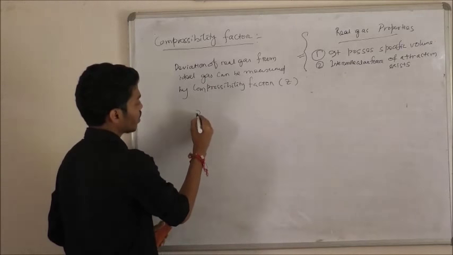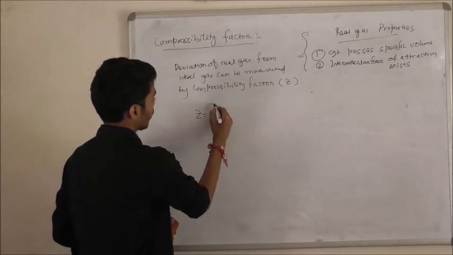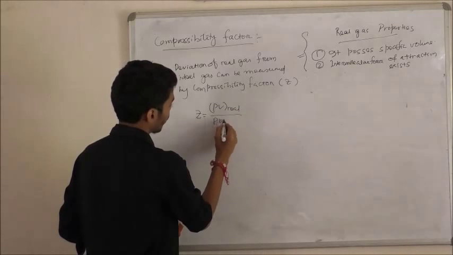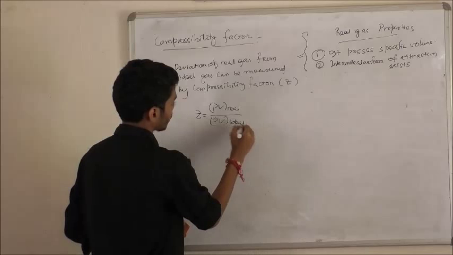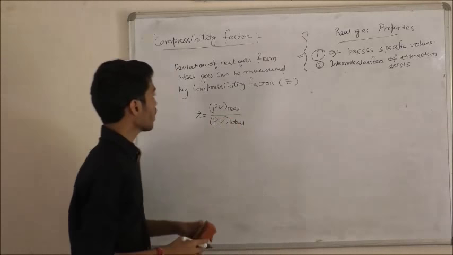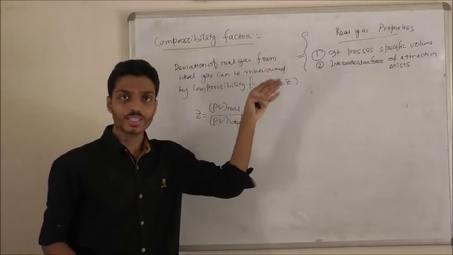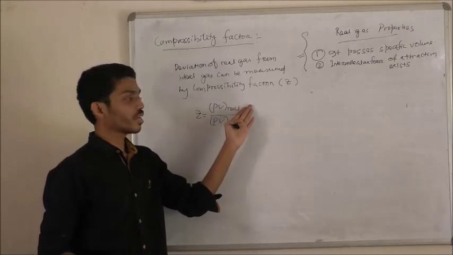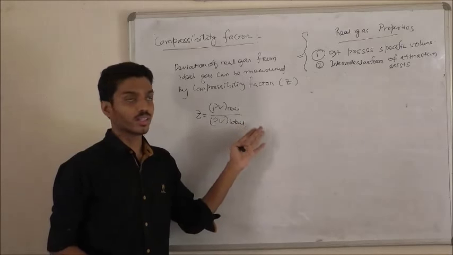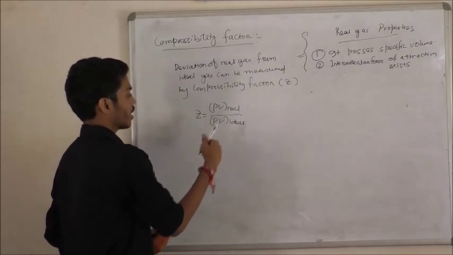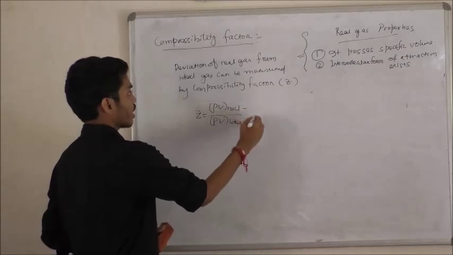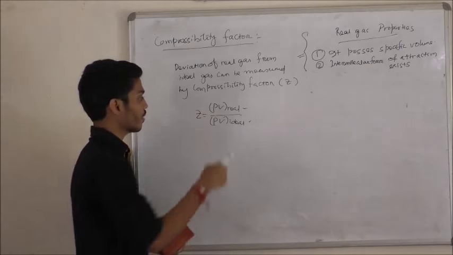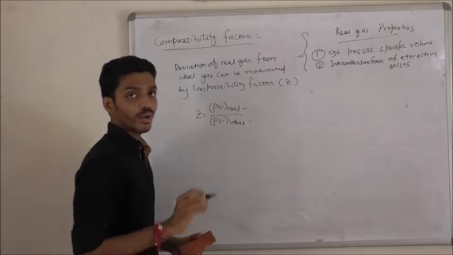So what is Z now? Z equals PV real upon PV ideal, because we said the deviation of real gas from ideal gas is the compressibility factor. So this is real gas and this is ideal gas. Hence the deviation, that is Z or compressibility factor, can be written as PV real by PV ideal.